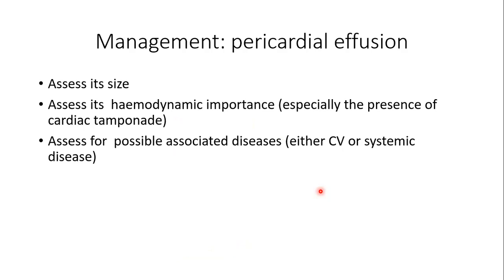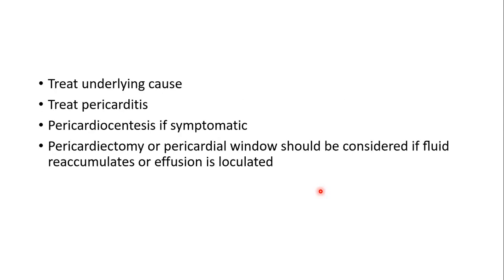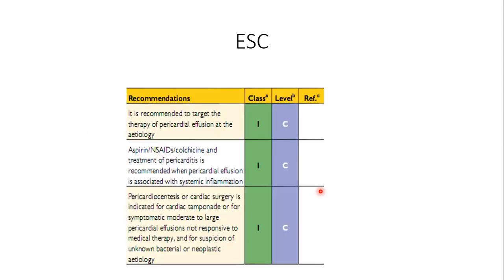Okay, so for the management of pericardial effusion, we need to assess its size, assess the hemodynamic importance in discussing the tamponade, and assess the possible associated diseases that might have led to that point. So you treat the underlying cause. If the patient has features of pericarditis, that should also be taken into consideration. And then pericardiocentesis, if the patient is symptomatic; a pericardiectomy or pericardial window should be considered if fluid reaccumulates or the effusion is loculated.